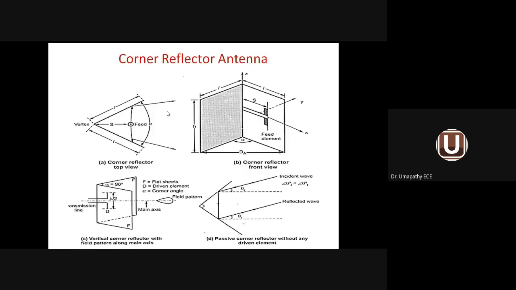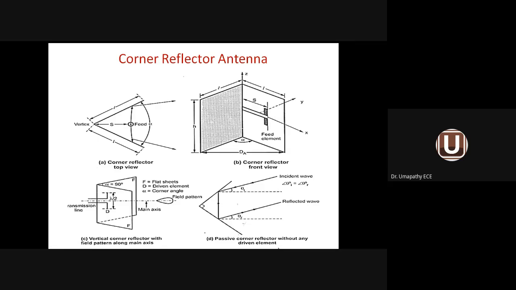Now we'll have a look at the corner reflector antenna, figure number 2. This one is the top view of the corner reflector antenna. This one is the front view of the corner reflector. Vertical corner reflector with the field pattern along the main axis. Passive corner reflector without any driven element.